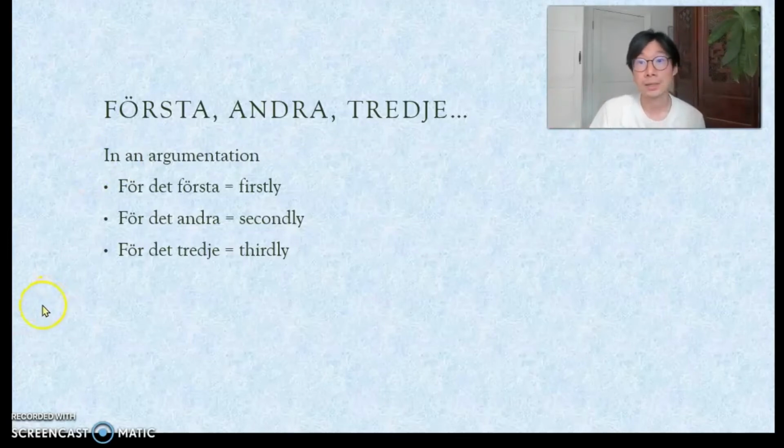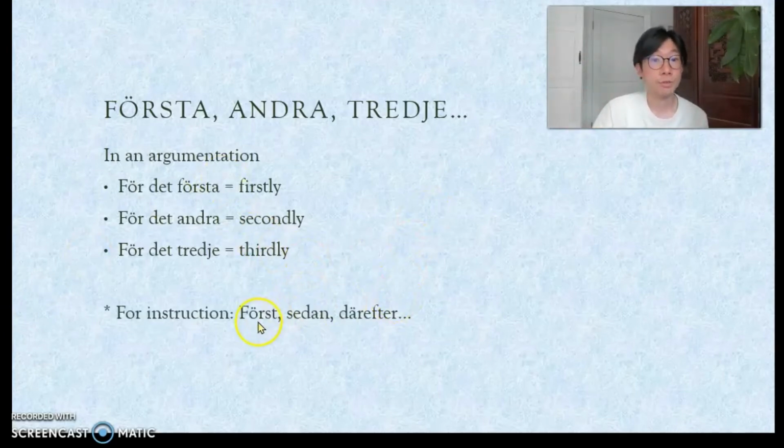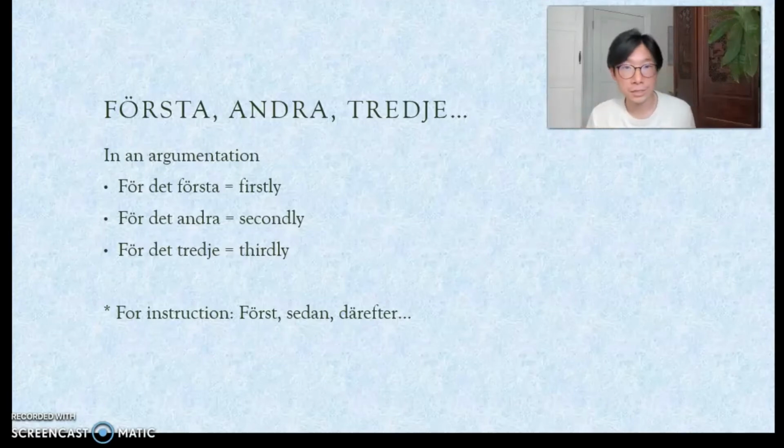Men när du berättar en ordning, when you tell an order of something, you would say först, sedan, därefter. Which means in Swedish, you don't really want to use firstly, secondly, thirdly as in English. You would rather say first and then and after that to tell an order.